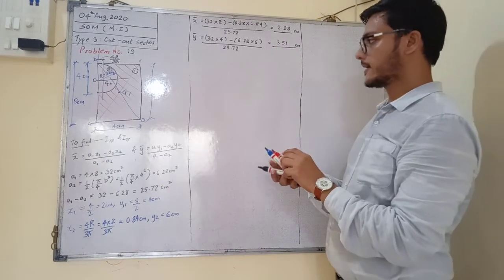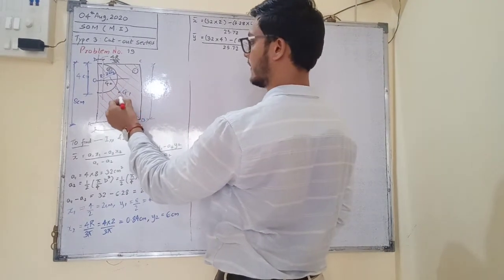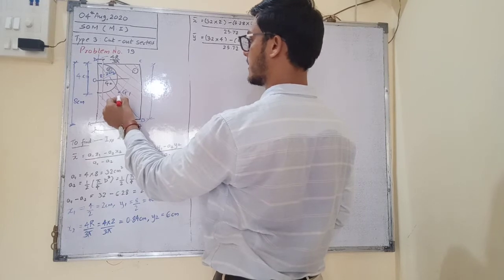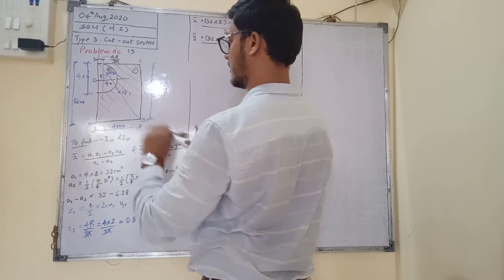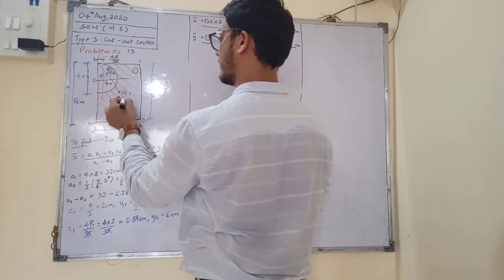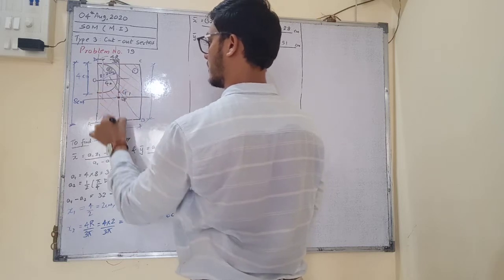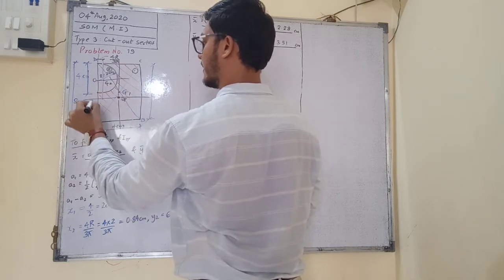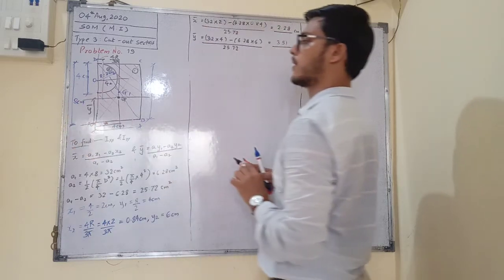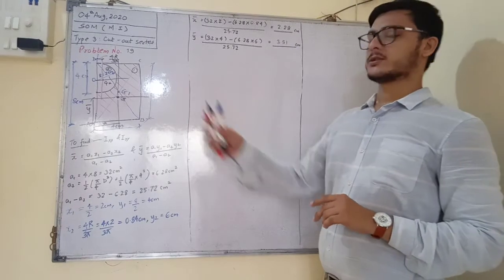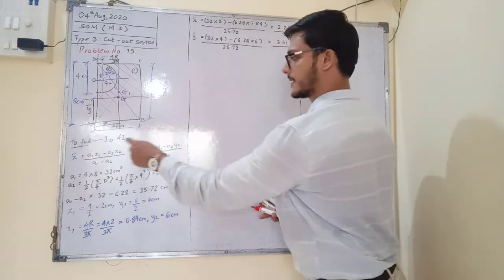So you can locate the final centroid. The vertical distance is 3.51, and the horizontal distance is 2.28. So if you locate the final centroid, you will get it somewhere here, G. This distance will be y bar, and this distance will be x bar, vertical and horizontal. It is not compulsory to locate it, just for your knowledge I am telling you here. Now we will go ahead to find I-x and I-y.